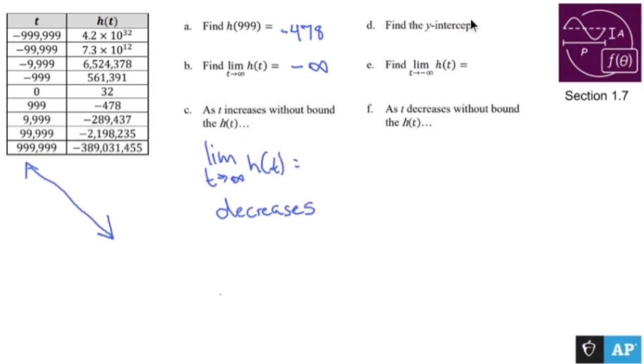Find the y-intercept. The y-intercept exists where x is 0, or in this case t, and when t is 0, you're at 32.